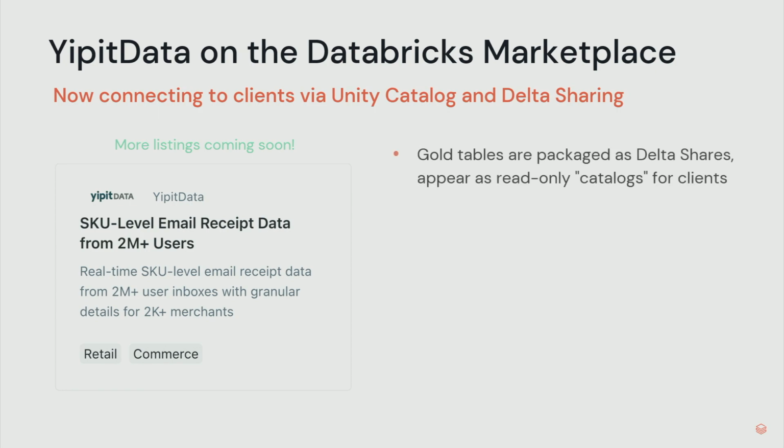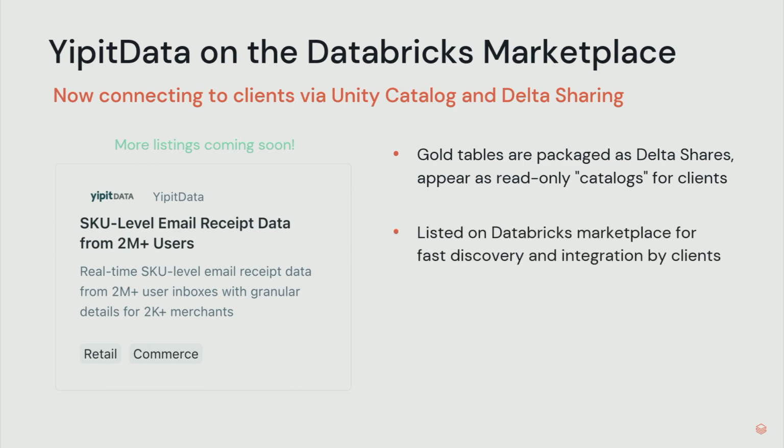But with the Marketplace, we can now take these gold tables that are in our Lakehouse and package them as Delta shares. And for clients who want to use this data set, it's just a read-only catalog for them. So it's quickly integrated into their own Lakehouse environment. The other benefit of being on the Marketplace is that it allows for fast discovery, so we can get in touch with new prospects that we might not have known about in the past, and they can quickly activate and determine the value of these data sets without much hassle.